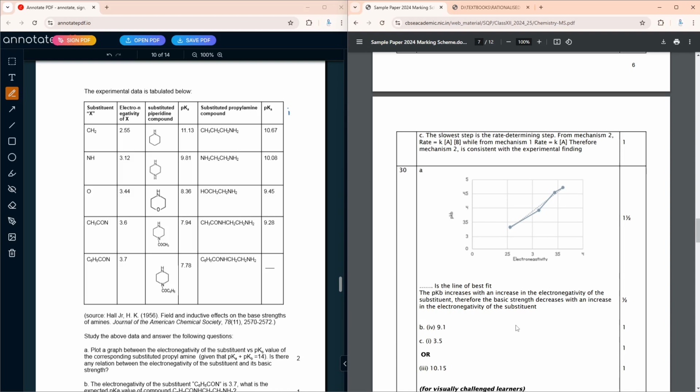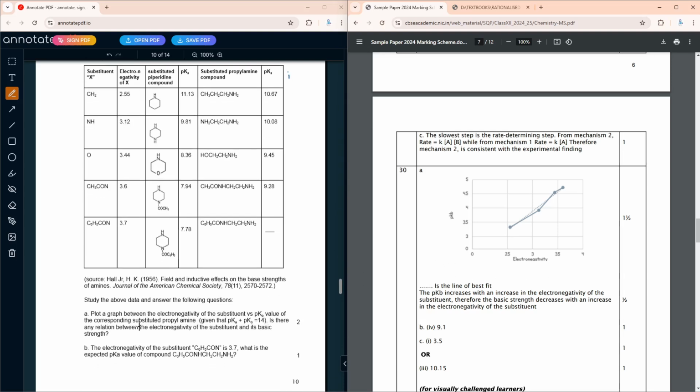So a more electronegative substituent weakens the basic nature, because when it pulls more electrons towards it, it will make it difficult for the compound to act as a base. So this is a very straightforward question. All you have to do is calculate the value of pKb and plot a graph between this and this. I believe in you. You got this.